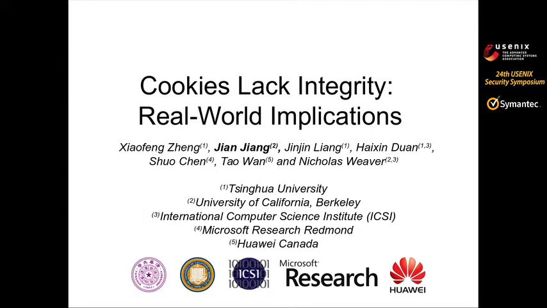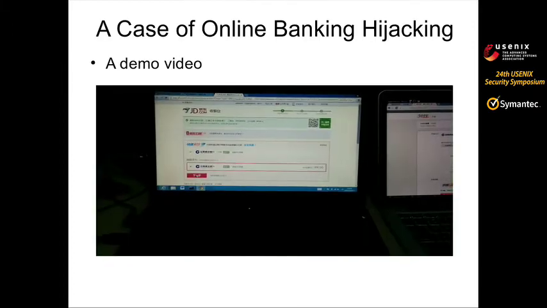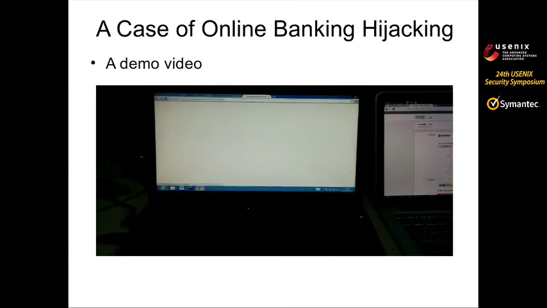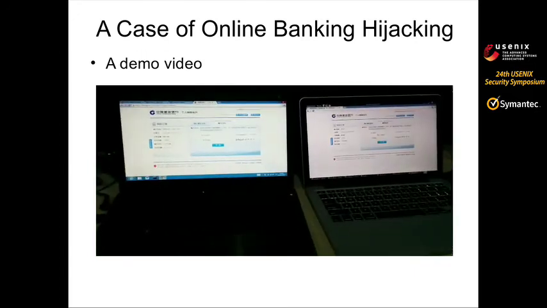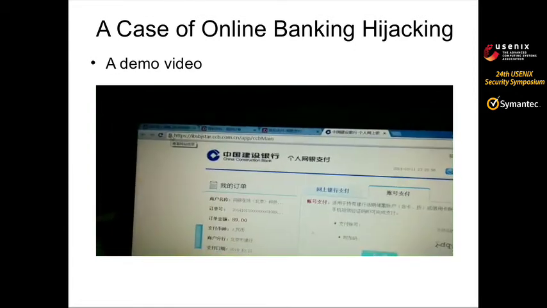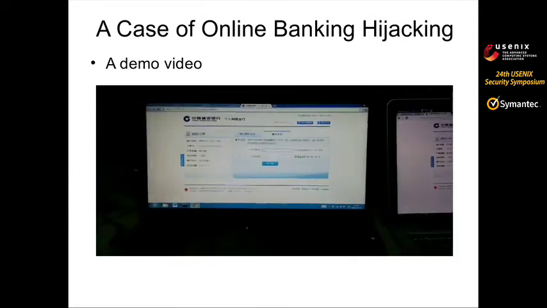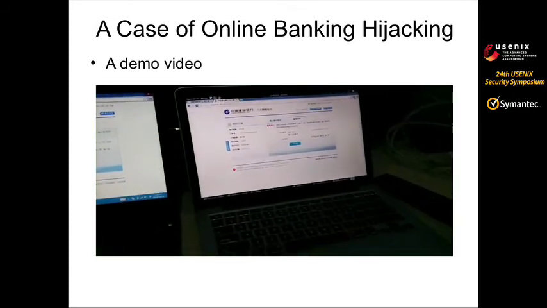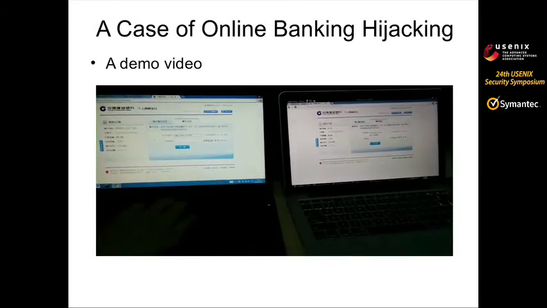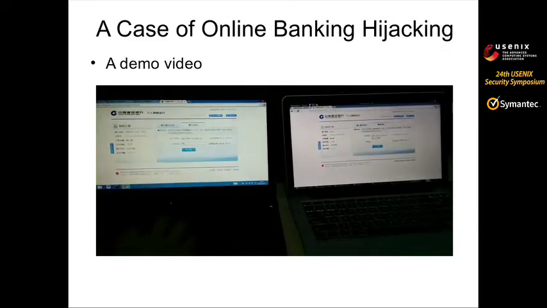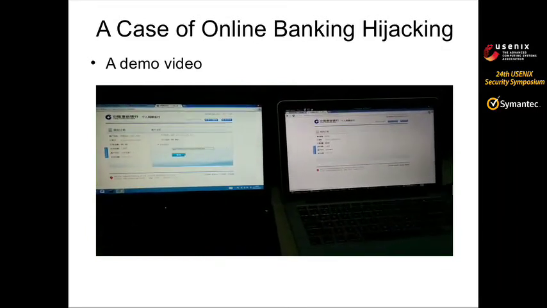I'd like to start this talk with a video. This video demonstrates an online banking hijacking. As you see, the victim is doing an online banking payment. The online bank is shown with HTTPS with the green lock, but apparently it's hijacked. What the victim is doing constantly shows on the attacker's screen. The final result is that this payment actually goes to the attacker's account.